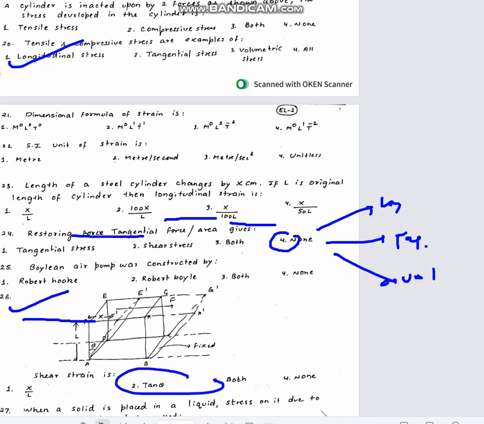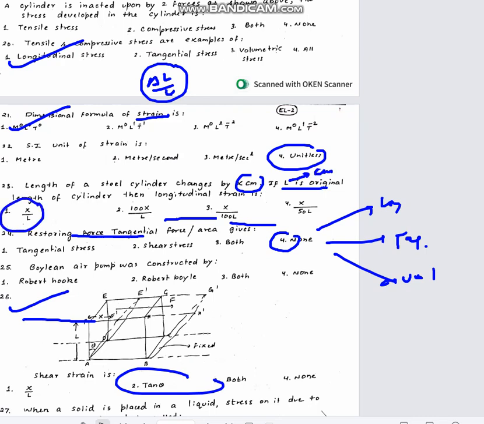Next is dimensional formula of strain. So strain is change in length by length, so that is dimensionless. One is correct. SI unit, it is unitless as it has no dimension. Next is length of cylinder changes by x. If L is the original length of the cylinder, then longitudinal strain is. So this is change in length by original length, so that will be x by L.